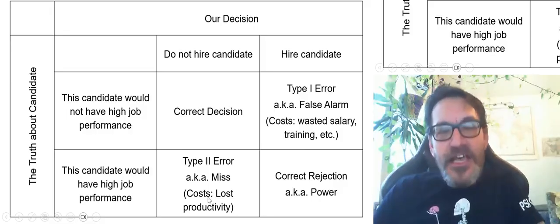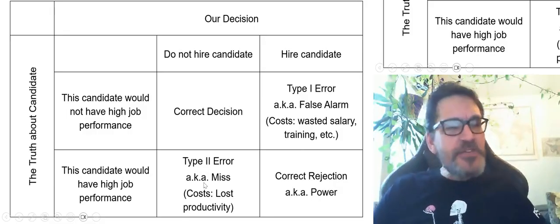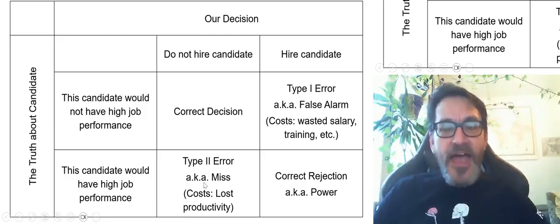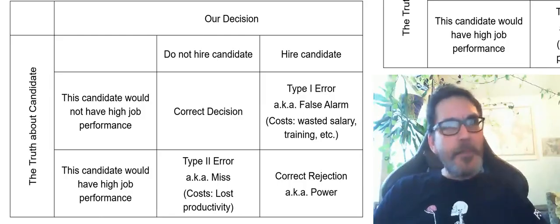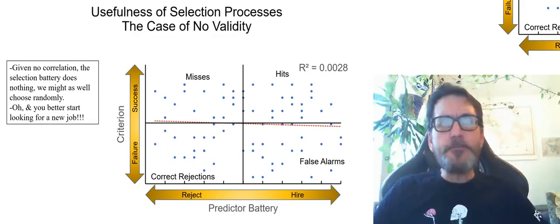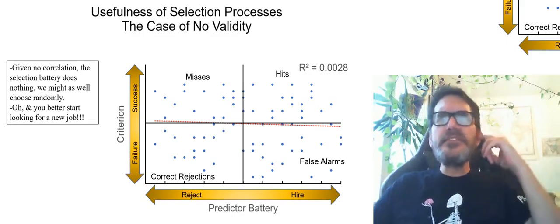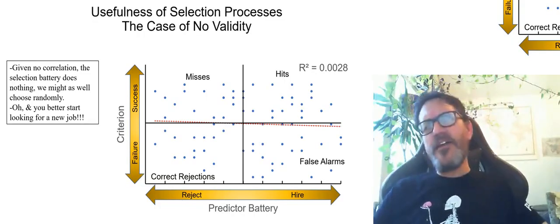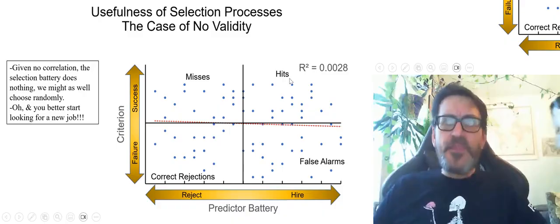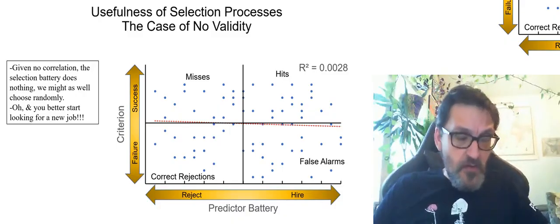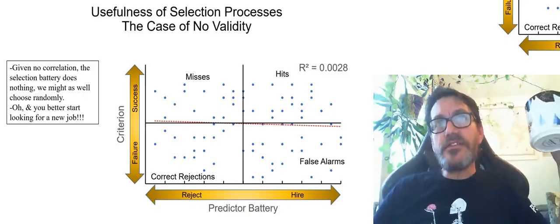Or misses, right? These were employees that could have helped productivity in your corporation, could have really made the world better, but you didn't get them. Okay? So here's an instance where the selection battery, as you can see, the correlation here, the validity, is essentially zero. It's so close to zero as to be zero.